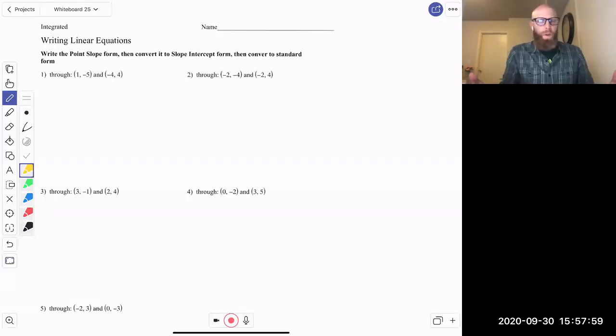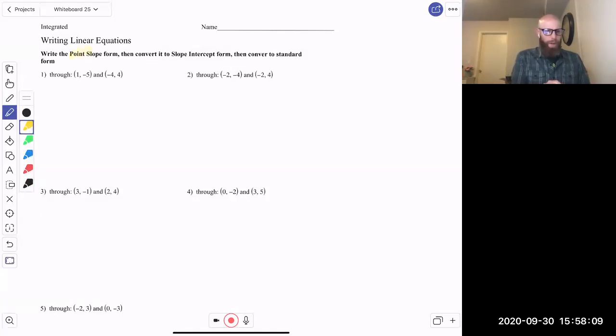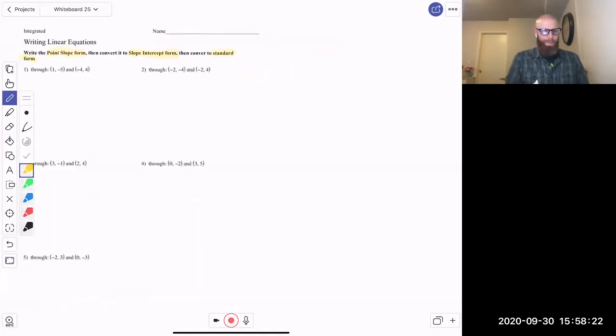All right, so let's do this: writing linear equations. We're just talking about all of them kind of together. It says, first of all, write in point slope form, convert it to slope intercept form, then convert to standard form. All right, so we're going to do all three. Let's do a quick reminder. What do they look like?